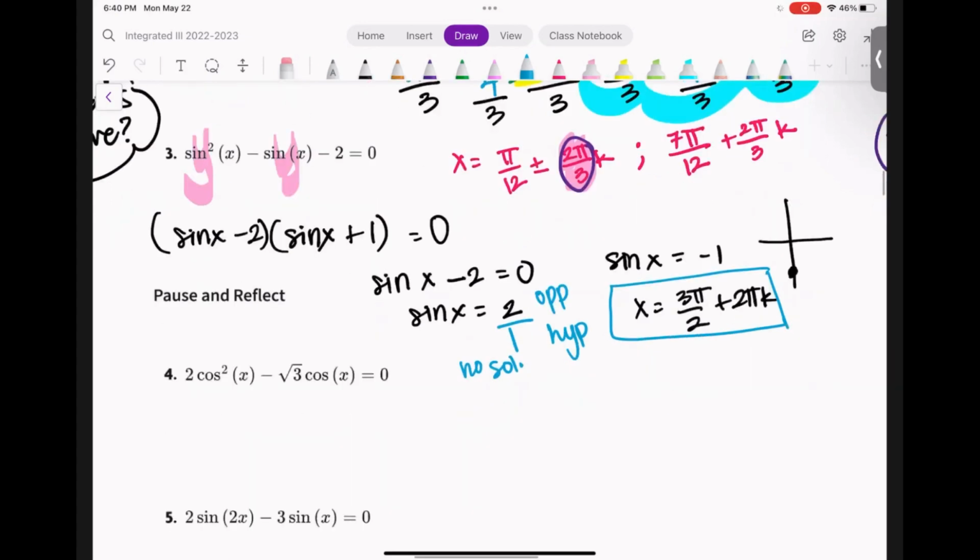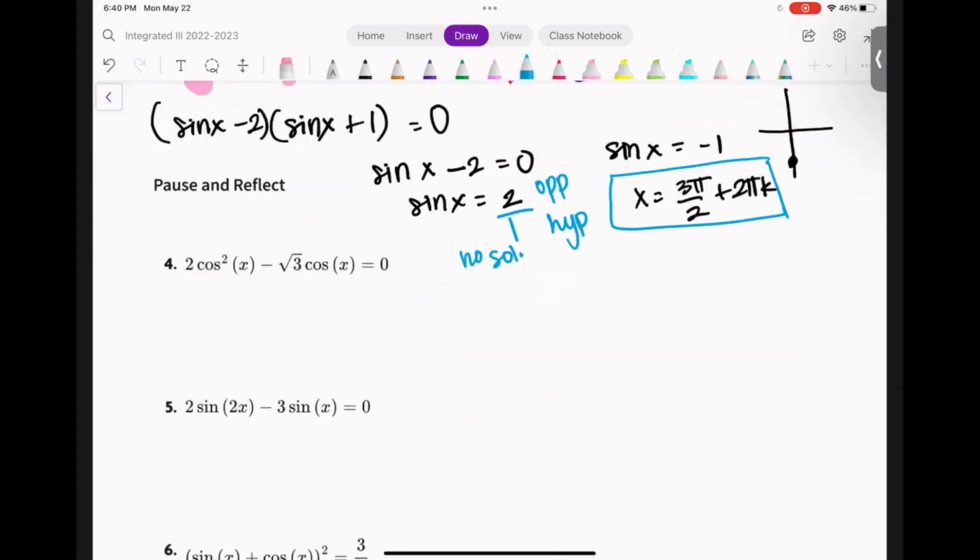Okay. Similarly, you would factor number 4. So go ahead and try factoring number 4, and then we can check our answers in class. So this is where I'm going to end it. I'm going to come back and do a second video.